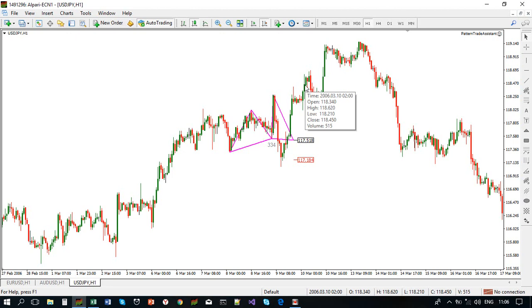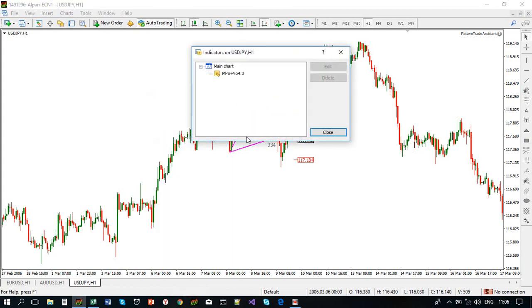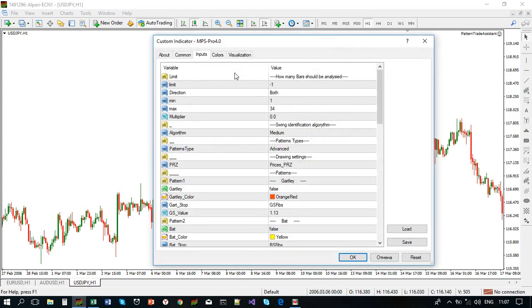And in today's video, I want to do the backtest, the market research of dollar yen, 1 hour time frame, and the pattern is cipher. The patterns are drawn by MPS-Pro. Here it is in my indicators. It is the software that I have created. And what are the settings?